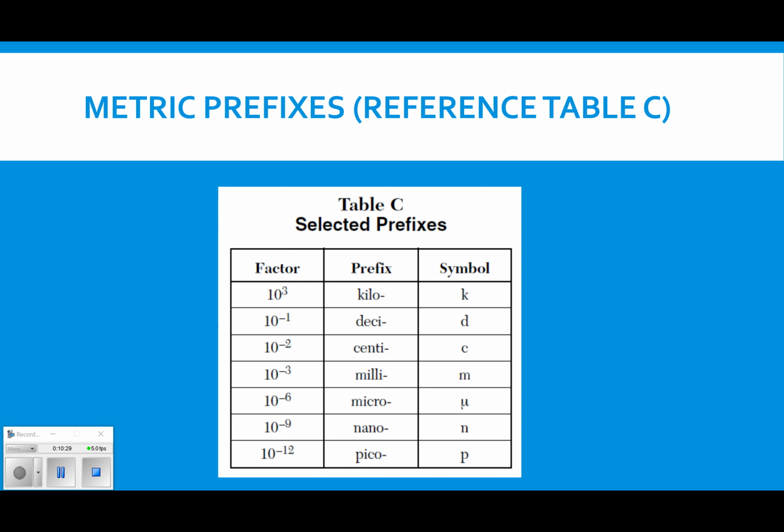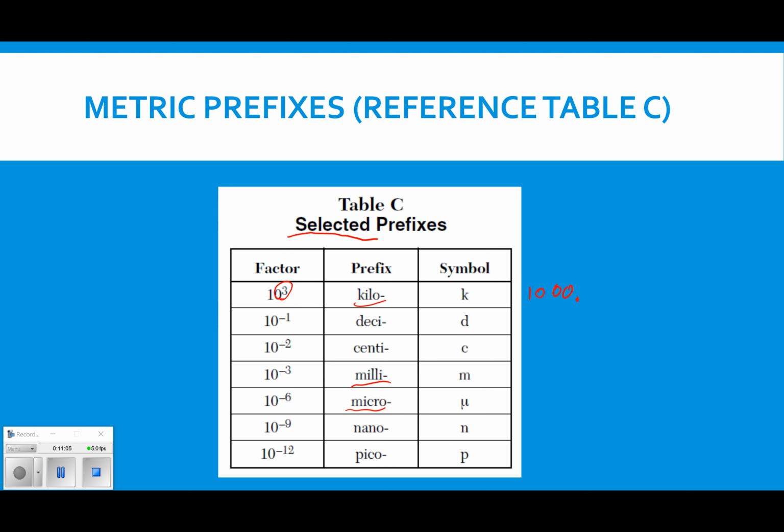Table C has our selected prefixes. These are selected prefixes. This is not all of our prefixes, but these are the ones that we will mostly use. And we tend to use micro, milli, and kilo pretty often in this class. The factor here tells us how big that number is. So 10 to the third, and all these things are base 10, all start with a 1. And the factor tells us how many spots that decimal is moving. In this case, it's moving 3 spots to the right. So we add 3 zeros to the end.